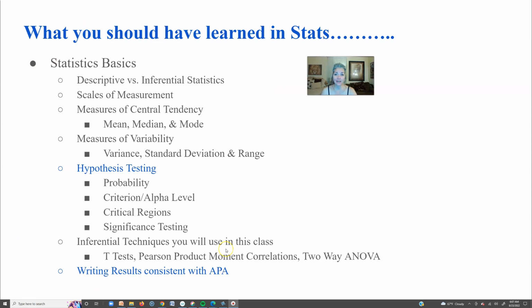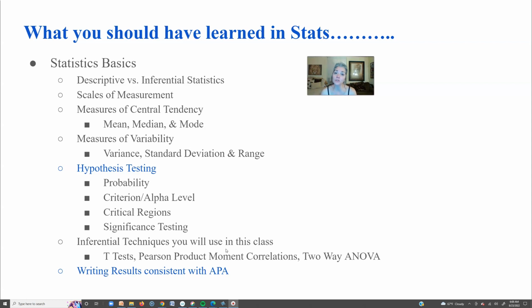So you also need to come to the class with some basic statistical knowledge, right? You should have learned the difference between descriptive and inferential statistics. Both will be utilized in this class and in your paper. So you'll use descriptive statistics when you're describing your sample, right, to determine whether your sample was representative. And so you're going to do that in your method section.